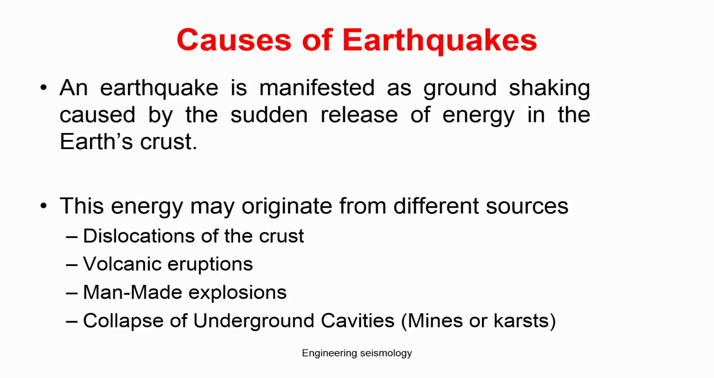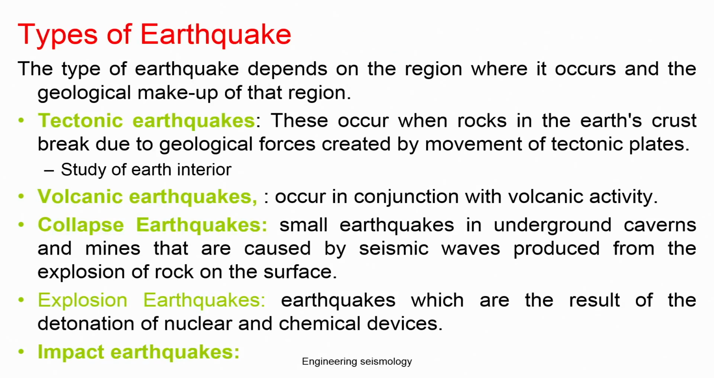So, the types of earthquake and causes of earthquake. The energy that causes a vibration may originate from different sources. Based on the source, we can say: dislocation of the crust, which is tectonic; volcanic eruption, due to volcanic activity; man-made explosion, where you do some bombing and blasting; and collapse of underground cavities, mines and crust. So these are all the ways the energy originates from different parts of the earth. The source of energy gives you the type of earthquake.